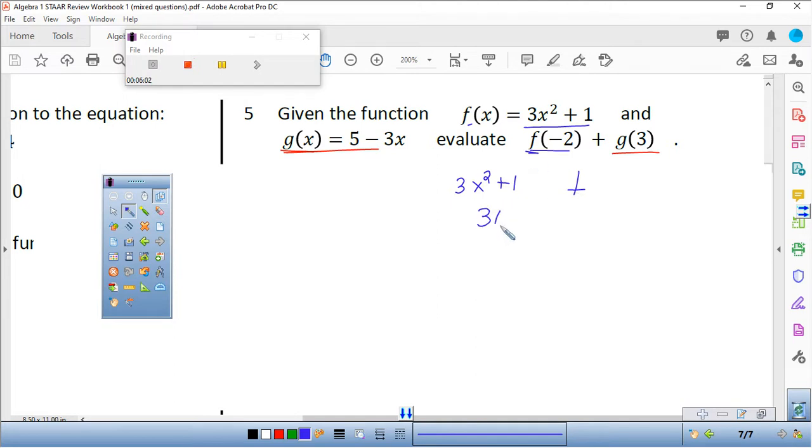So f of negative 2 becomes 3 times negative 2 squared plus 1. This one over here is referring to g, which is 5 minus 3x, and then g of 3 becomes 5 minus 3 times that 3. See that? Negative 2 squared is 4. 4 times 3 is 12, plus 1.